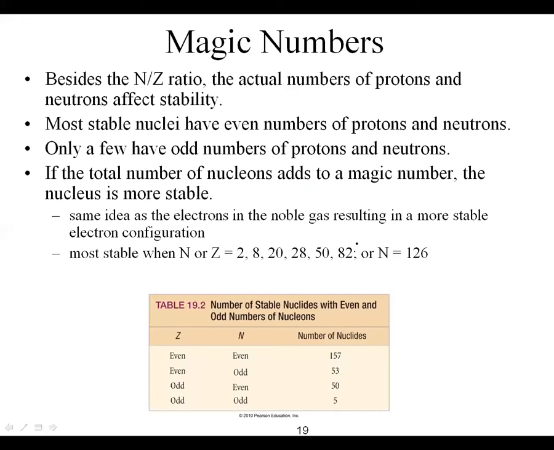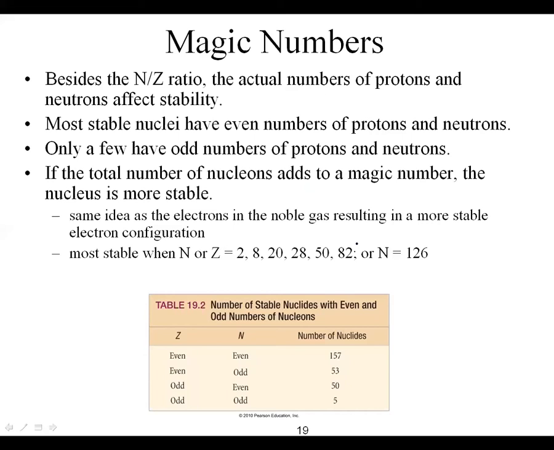For the most part, the most stability is seen when we have nuclides that have an even number of protons and also an even number of neutrons, as you can see on the table on the bottom. Again, this is not from your book, but you do have a very similar table, almost identical, I think, in your book. You have about 157 stable nuclides where the protons and the neutrons are both even numbers. Your next best situation in terms of stability is an even number of protons and an odd number of neutrons. There you have about 53 that are stable.